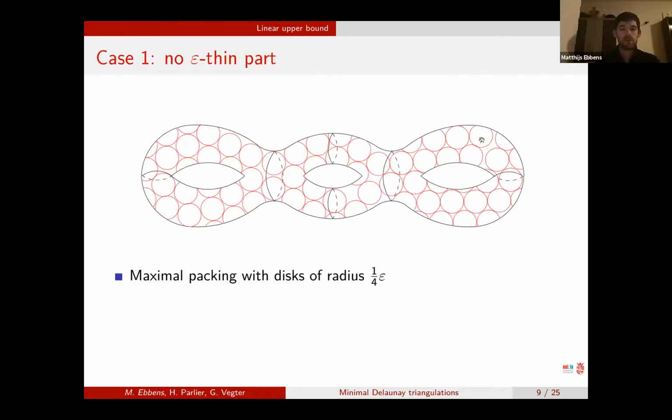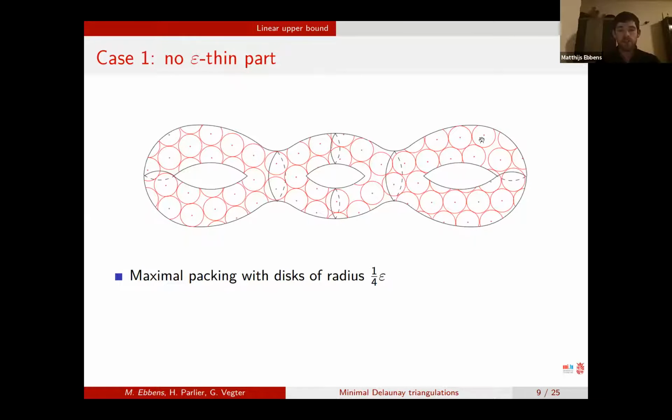Then we are going to construct a maximal packing of this surface with disks of radius 1/4 epsilon. Then we are going to look at the point set consisting of the centers of all these disks. And you can show that this set of points is the vertex set of a distance Delaunay triangulation. So the only thing that we need to do is give a bound on the cardinality of this point set.